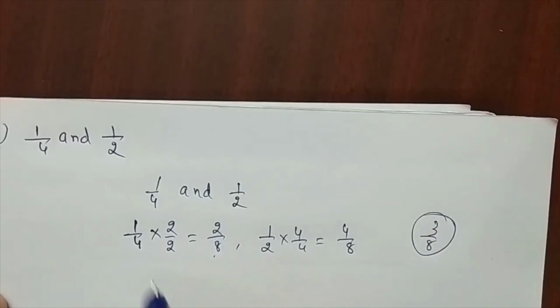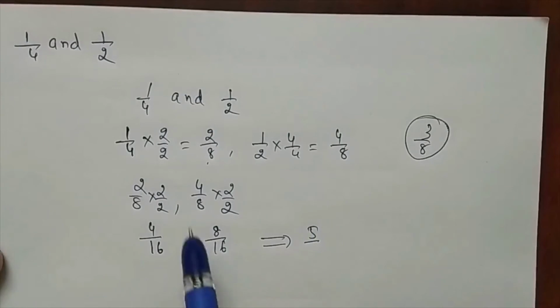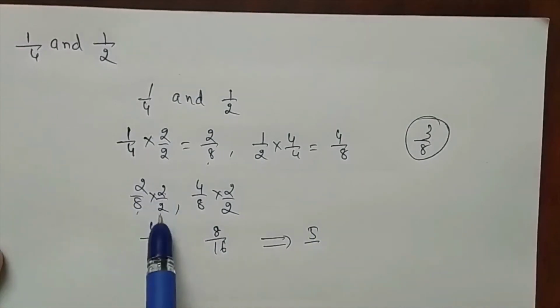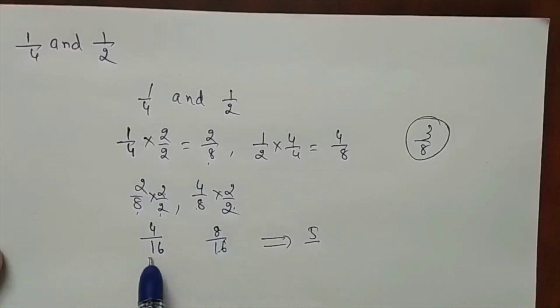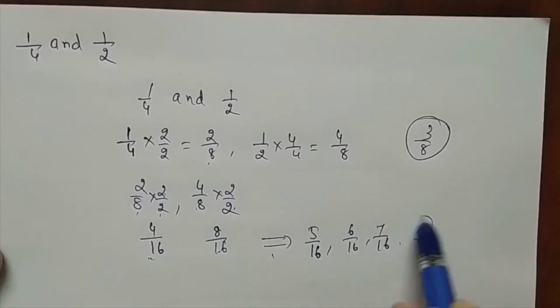So let's multiply our 2 by 8 and 4 by 8 with 2 by 2. So 2 by 8 becomes 4 by 16, and 4 by 8 becomes 8 by 16. So the rational numbers between 4 by 16 and 8 by 16 are 5 by 16, 6 by 16, 7 by 16. But we need 5 rational numbers.